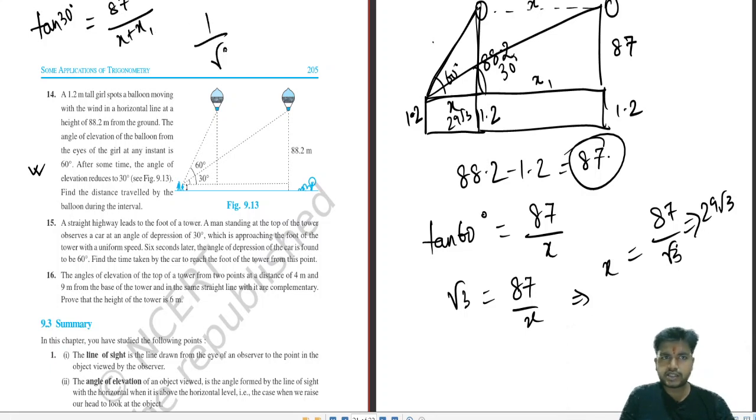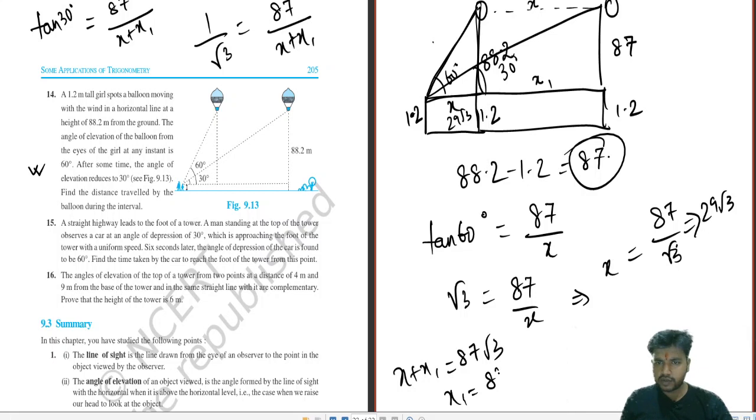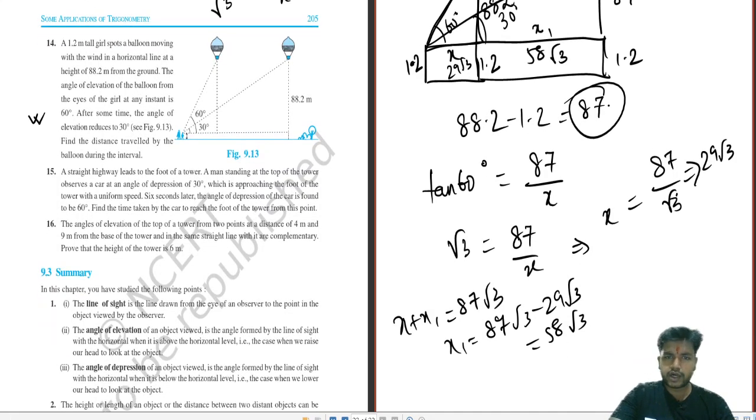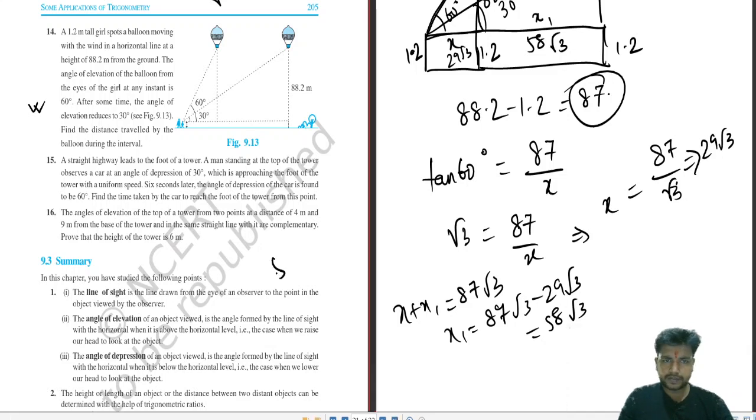Now what is tan 30? Tan 30 is 1 by root 3. So x plus x1 is equal to 87 root 3. Now we know the value of x. x1 is equal to 87 root 3 minus 29 root 3, that is equal to 58 root 3. Therefore the value of x1 is 58 root 3. That means the distance traveled by the balloon is 58 root 3. Now if you are clever, you can convert it: that is 58 into 1.732. This will give you the complete answer.